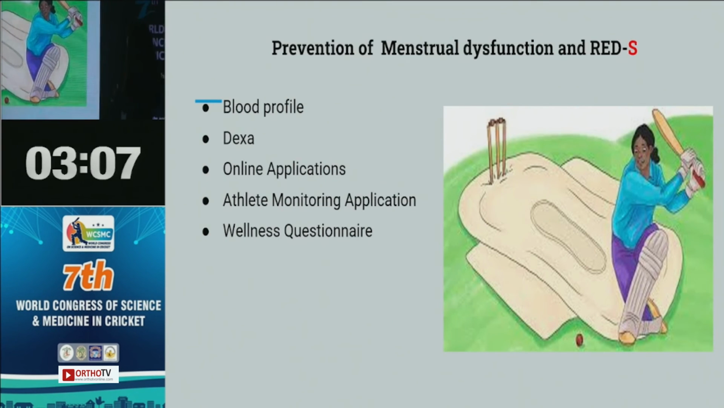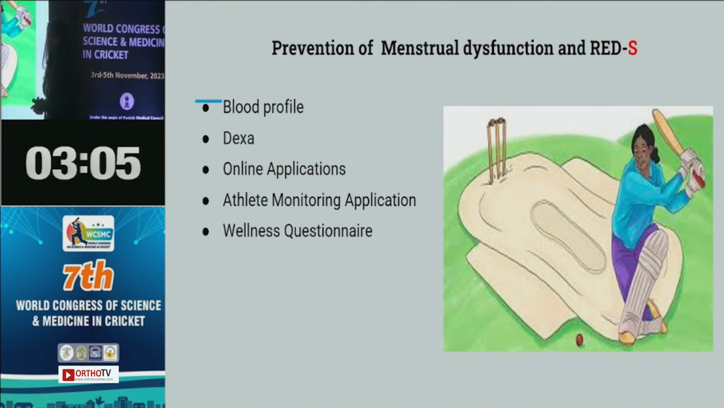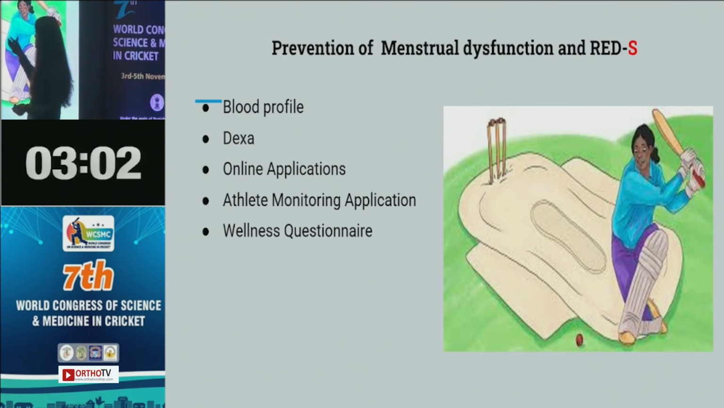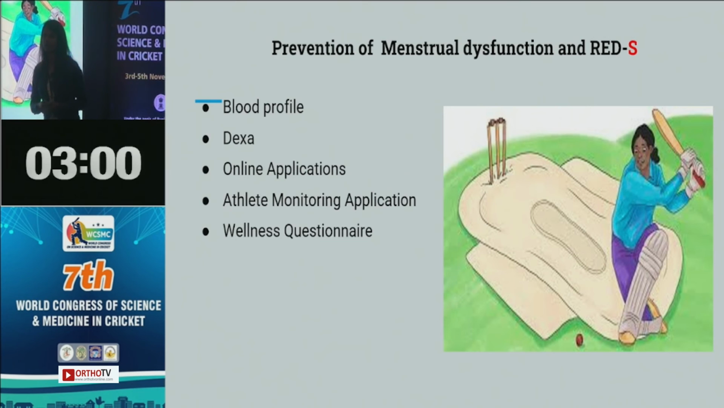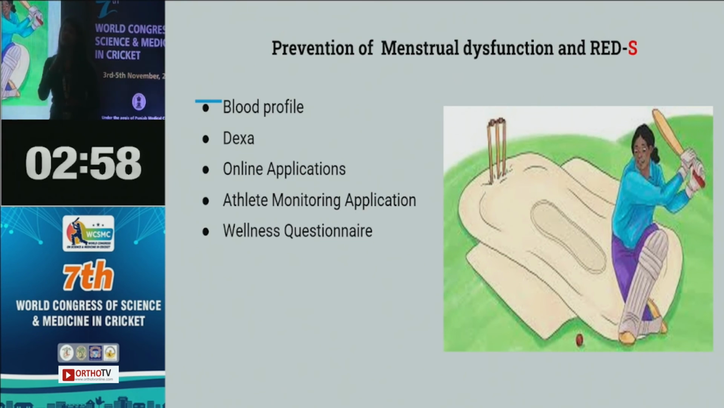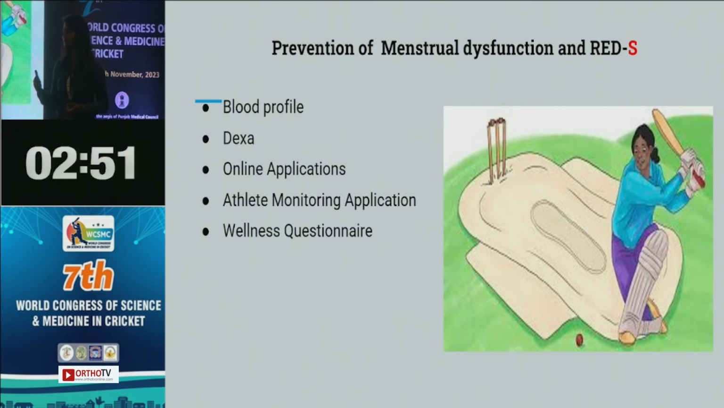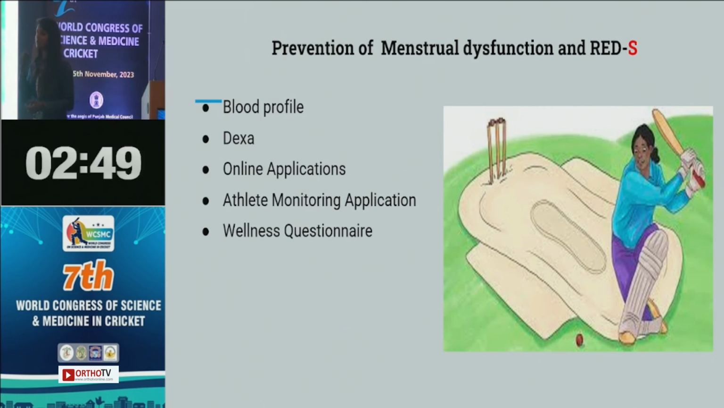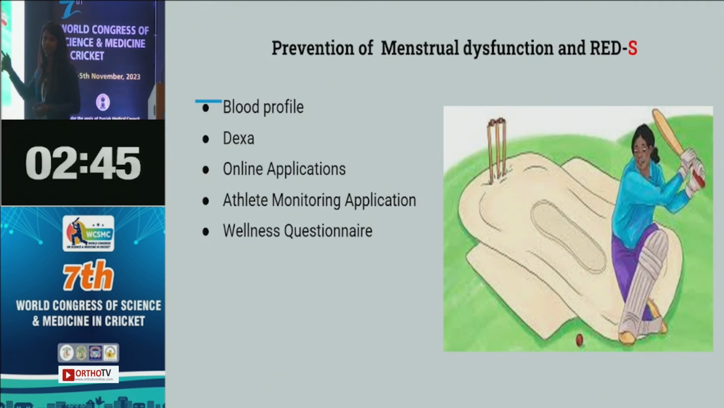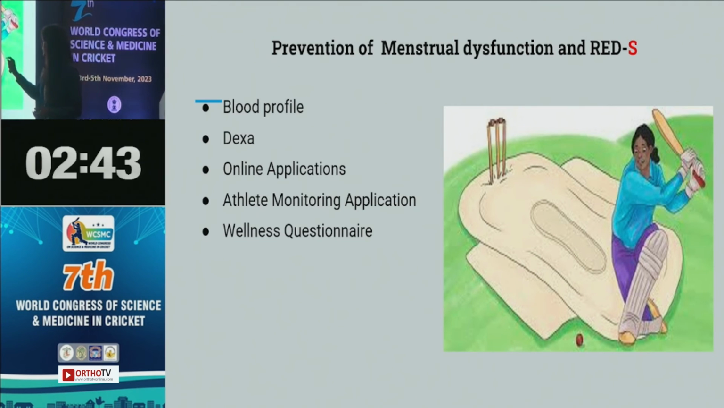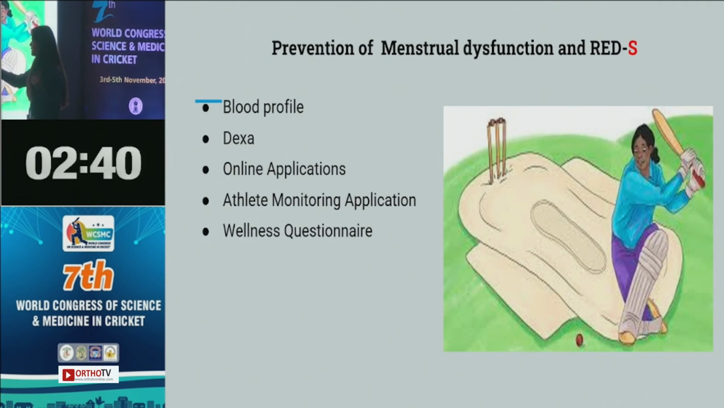So prevention of menstrual dysfunctions and redness, how can we do it? These are the ways me and Anand have been working, and Anand is actually working very closely with the senior team. What we usually do is we take their blood profile, we do their DEXA. Also you can always ask the athlete to track through online applications, right? This is something we've included in athlete monitoring applications and a wellness questionnaire. So these are a few basic things which we monitor.